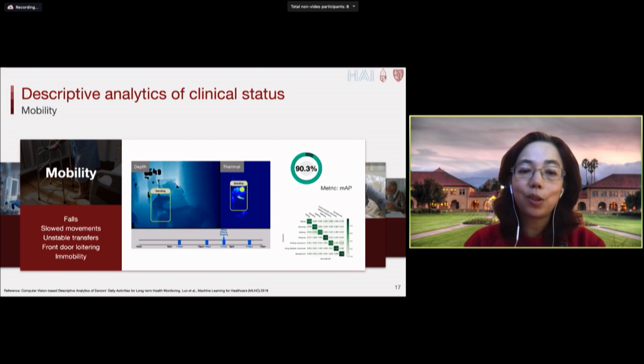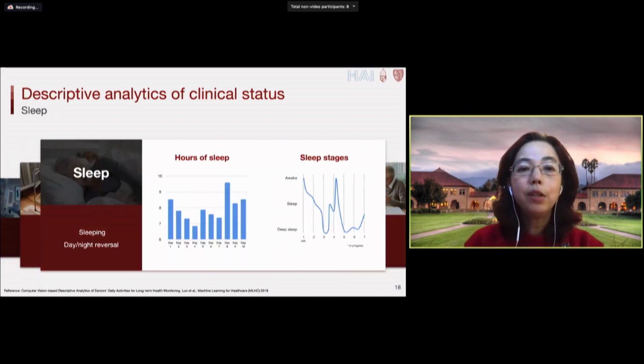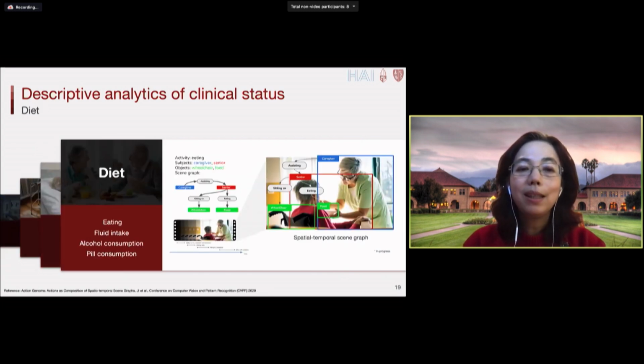Using depth sensors that protect privacy, our preliminary work shows high accuracy to discern different types of movements. Another example is sleep pattern analysis. Last but not least, smart sensor technology could also reveal important information on dietary patterns, from eating to fluid intake to pill consumption.